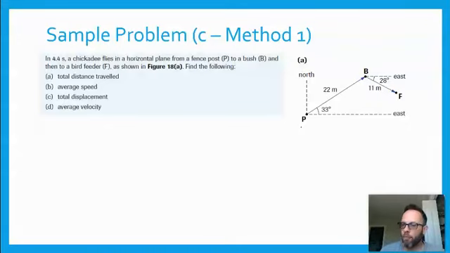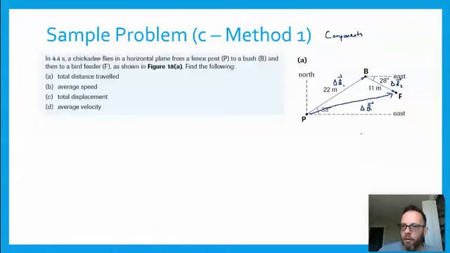I'm going to show you, as I said, we're going to do two methods. So the first method is we're going to use components. So I'm just going to add a couple things to my diagram. I'm going to call the vector from P to B delta D1, and I'm going to squeeze in here too. We're going to call this second vector delta D2, and I'm going to label the resulting displacement vector just delta D.